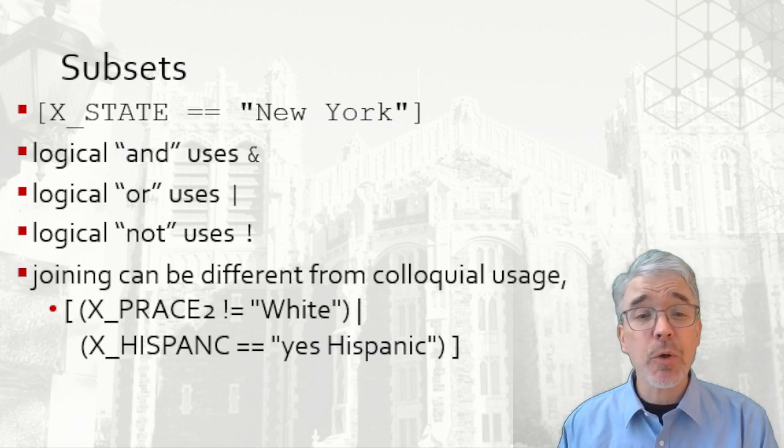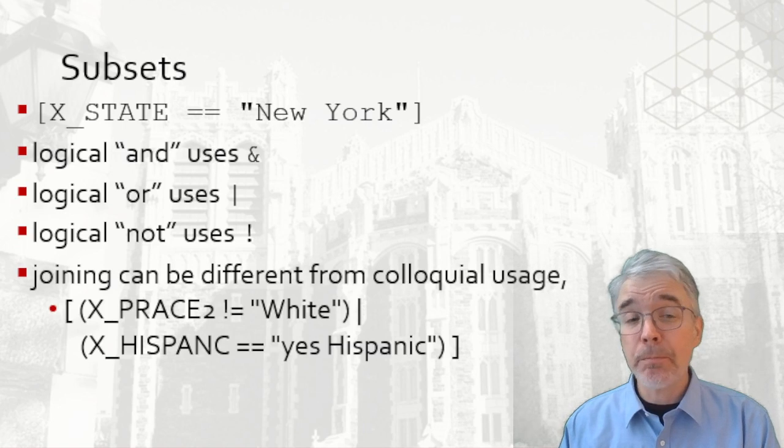If instead you wrote that code with logical AND instead of logical OR, that would only pick the people with both of those values true in the intersection.